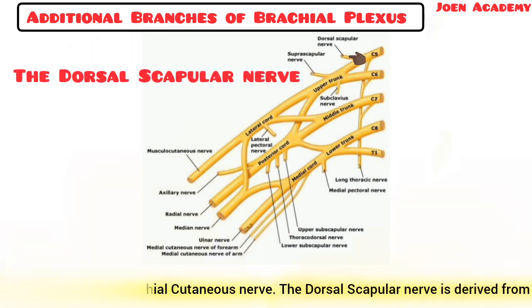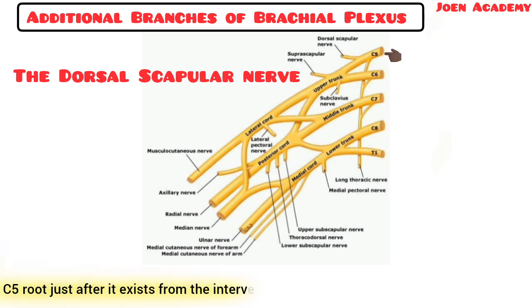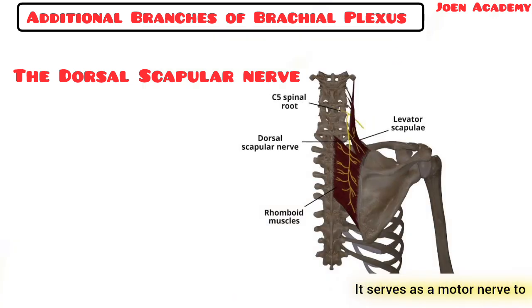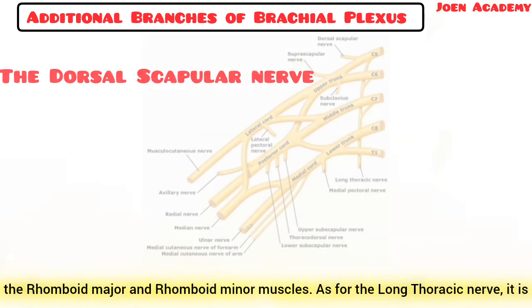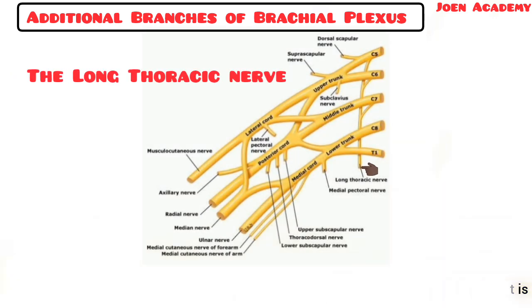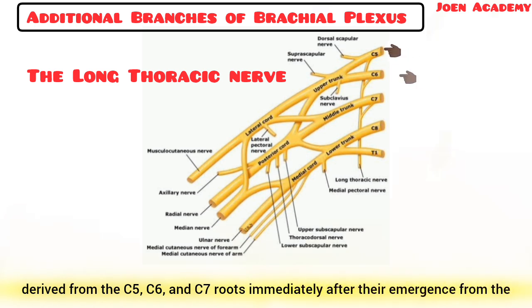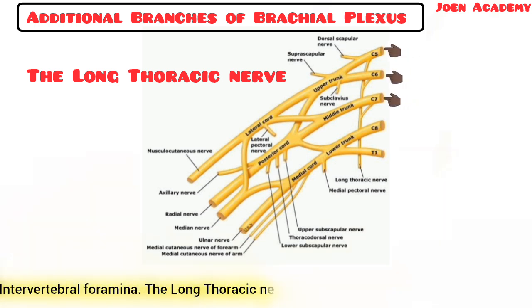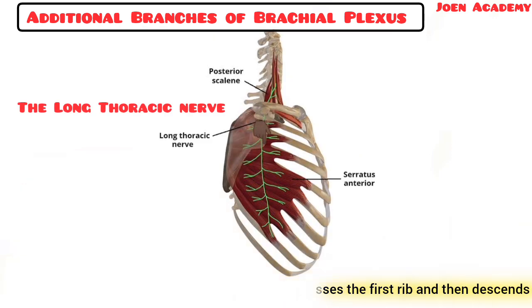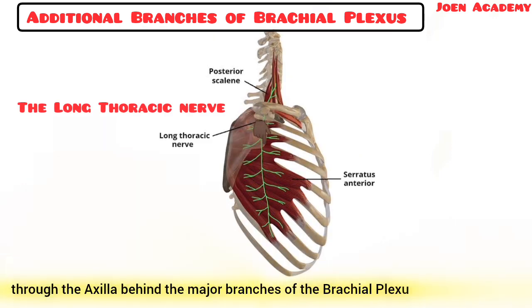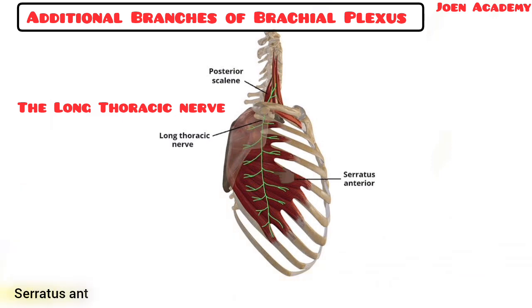The dorsal scapular nerve is derived from the C5 root just after it exits from the intervertebral foramen. It serves as a motor nerve to the rhomboid major and rhomboid minor muscles. As for the long thoracic nerve, it is derived from the C5, C6, and C7 roots immediately after their emergence from the intervertebral foramina. The long thoracic nerve crosses the first rib and then descends through the axilla behind the major branches of the brachial plexus. It innervates the serratus anterior.